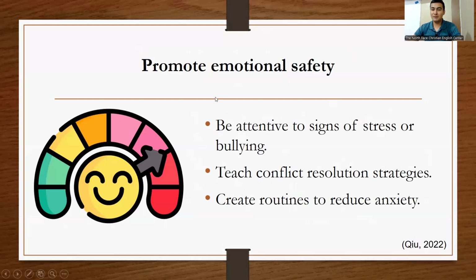And promote emotional safety. Be attentive or aware of signs of stress or bullying. Sometimes in a classroom it cannot only be bullying, but the heat or too much cold in the classroom may cause a problem for students. They can get all stressed because there's a lot of noise, the heat, anything can distract students.